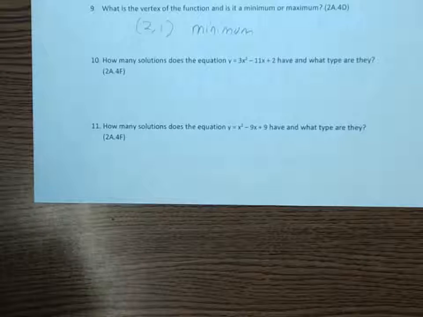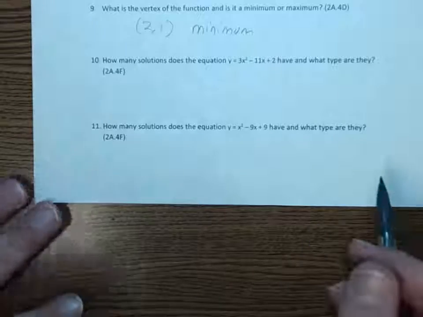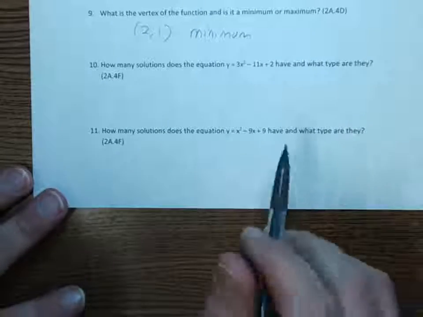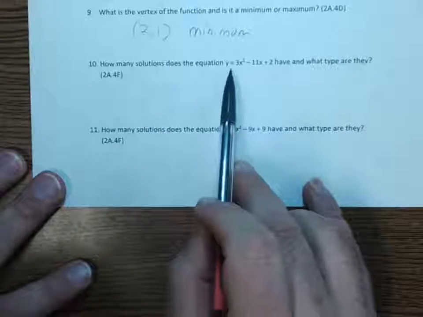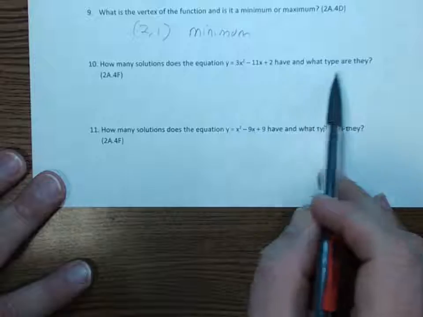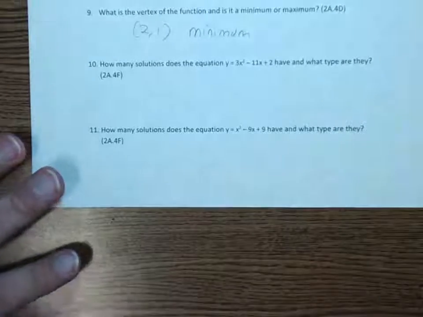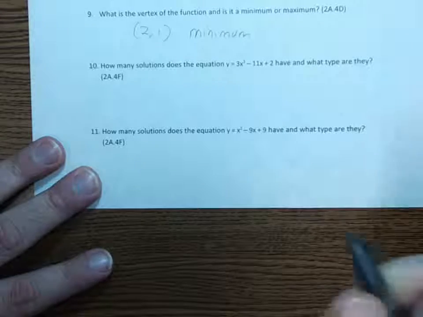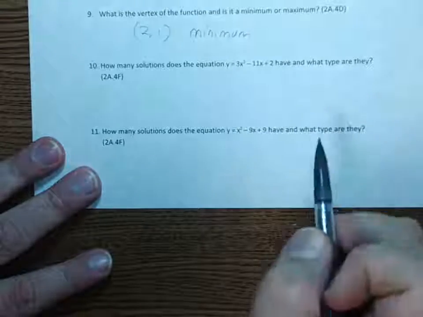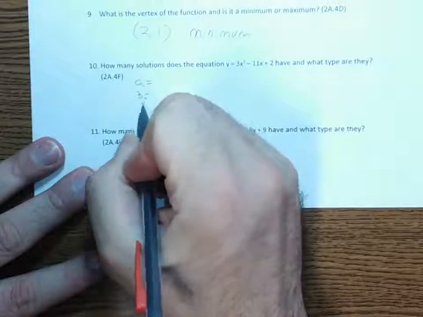All right. So questions 10 and 11 have to do with the discriminant that we're going to find here. And this is on the Unit 3 example set. They want to know how many solutions does this equation have and what type are they? Well, to answer that question, we have to find the value of the discriminant. So in order to do that, first we need to identify the A, the B, and the C value. So A, B, and C.